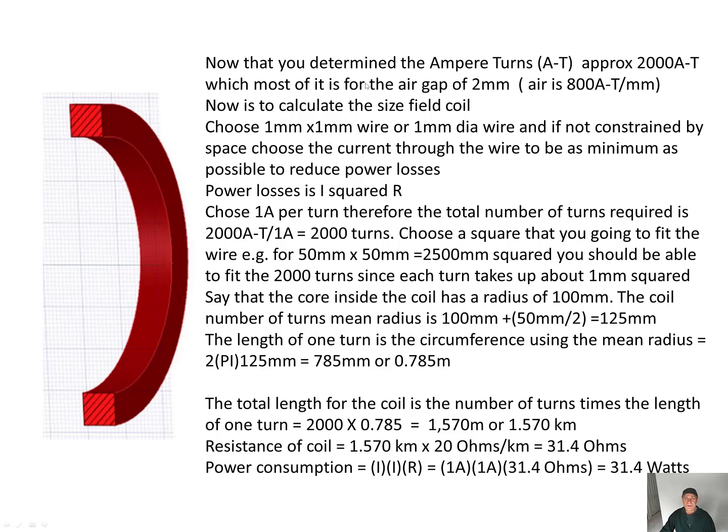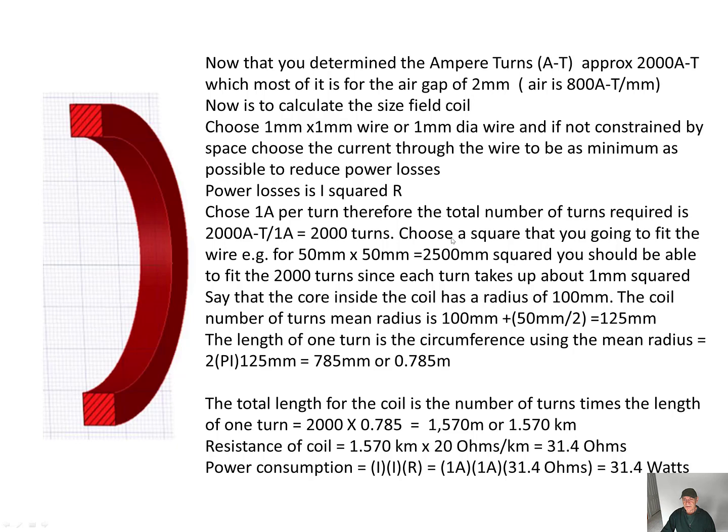Now that you have determined the ampere turns, approximately 2000 ampere turns, most of it for the air gap of 2 millimeters, the next step is to calculate the size of the field coil. Choose 1 millimeter diameter wire, and if it's not constrained by space, choose the current through the wire to be as low as possible to reduce the power losses. Power loss is I squared R. Choose 1 amp, therefore the total number of turns required is 2000 turns.